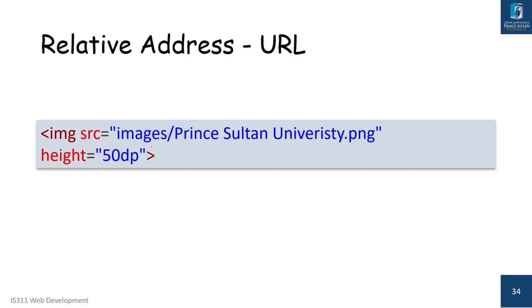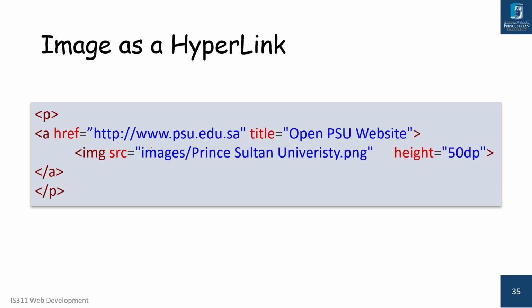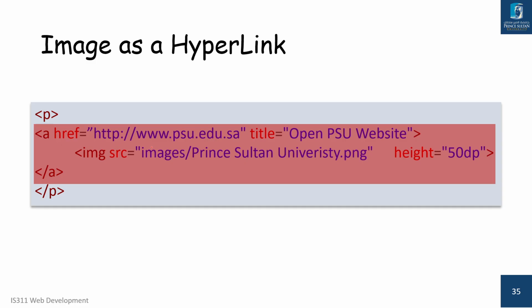Then we have a relative address. We also use the relative address for images. Again, the same rules apply which we use for the hyperlink, including the dot if you want to go above the folder. So we also use relative addresses. We can also make the images a hyperlink. You have already seen that, so I don't need to explain further.